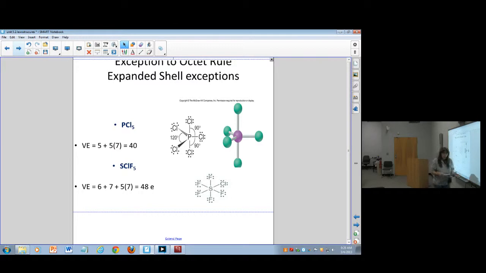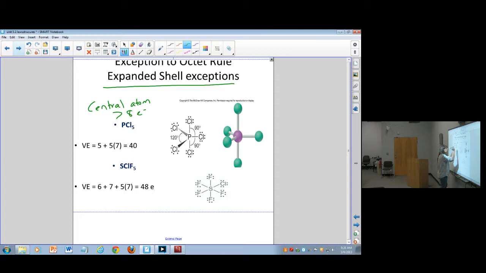All right, then there is one more exception to the octet rule, called expanded shell exceptions. In expanded shell exceptions, the central atom has more than 8 electrons on it and around it. And there are 2 forms of this.